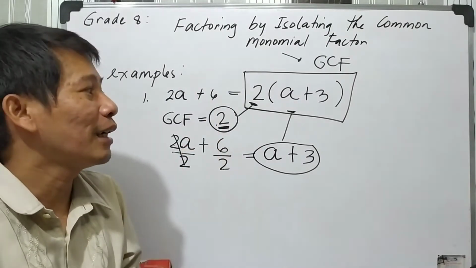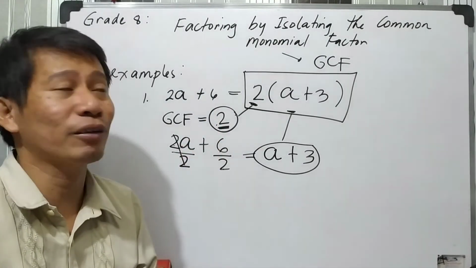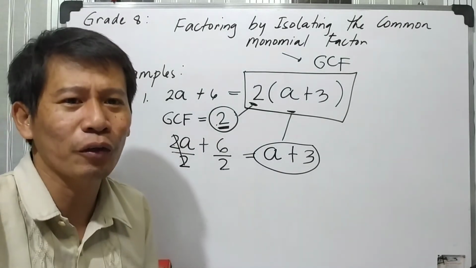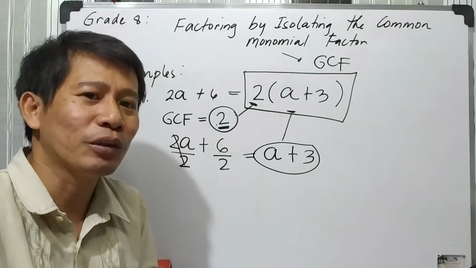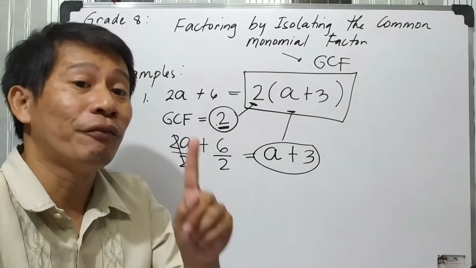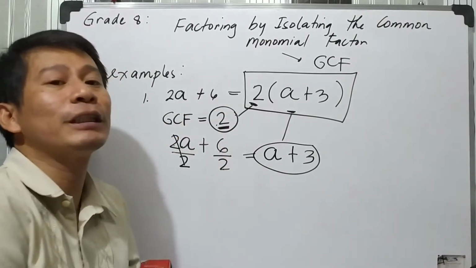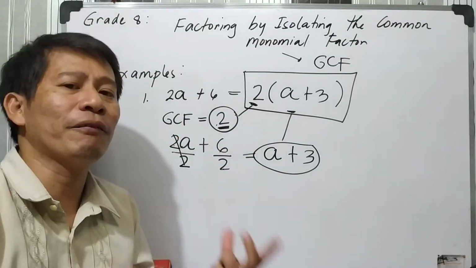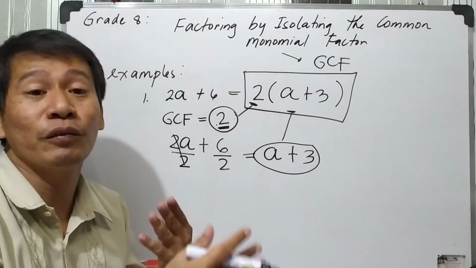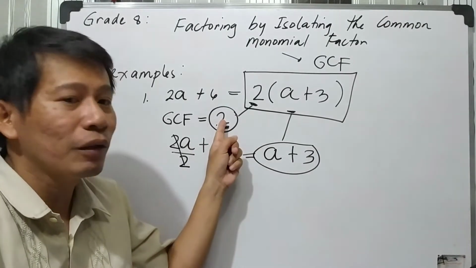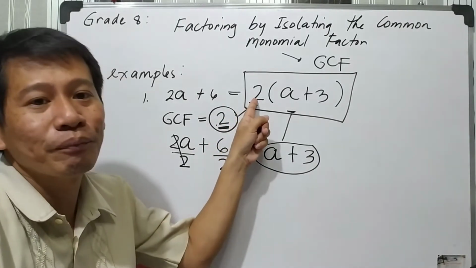So that is how we are going to factor by isolating the common monomial factor. Okay, ulit tayo. So una, anong gagawin? First, you have to find the GCF of all your given terms. And the GCF can actually be obtained by just observing the terms. Okay, and then yung GCF, isang factor na.